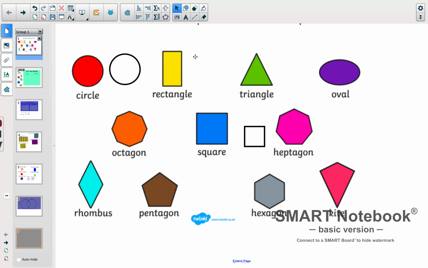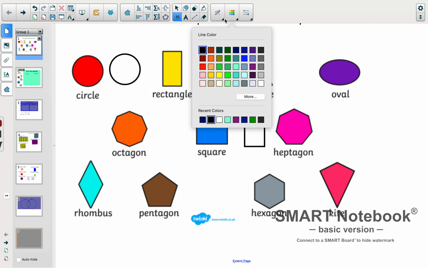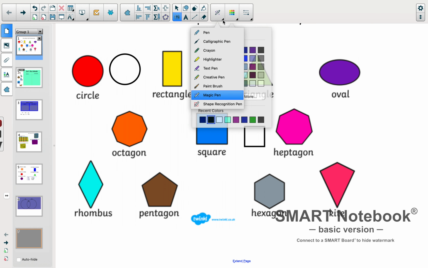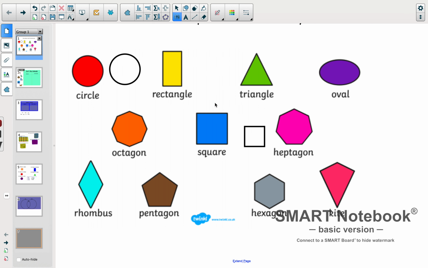This is a run-through of my SMART presentation. On my first slide, I have all these shapes here, and the students would use the shape pen tool. We go up into here and switch to the shape pen. The students would be able to draw the shapes that correlate with the ones that are already on the screen. This would give them practice drawing the shapes and seeing how they look.